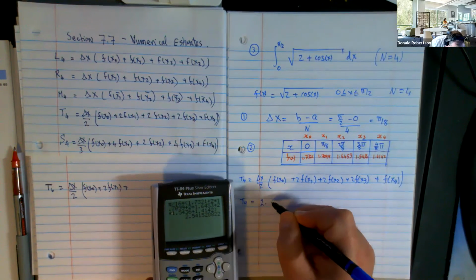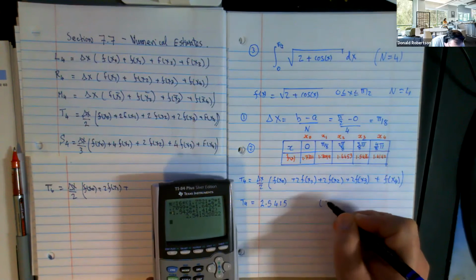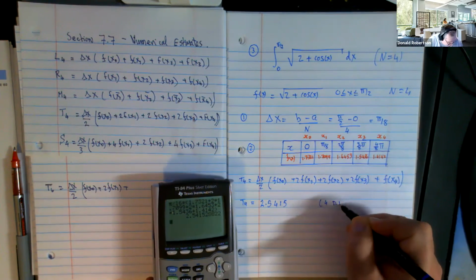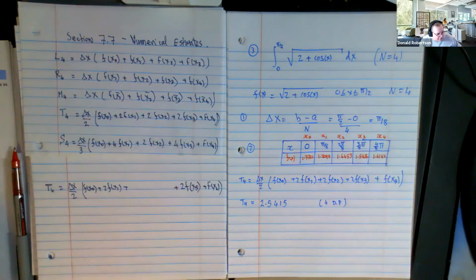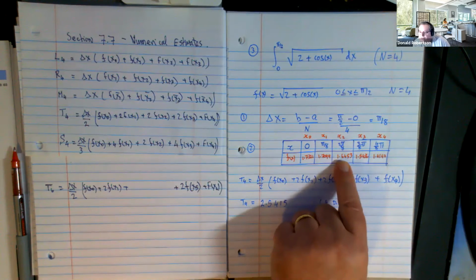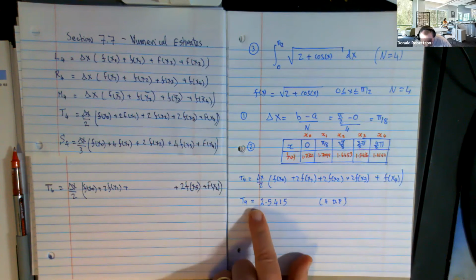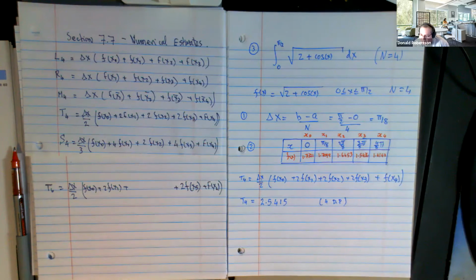And 2.5415, at least to 4 decimal places. Now the question might want 6 decimal places, in which case you will have to make sure that these get filled in with 6 decimal places rather than 4, right? So far so good. That's how you would do a T4.